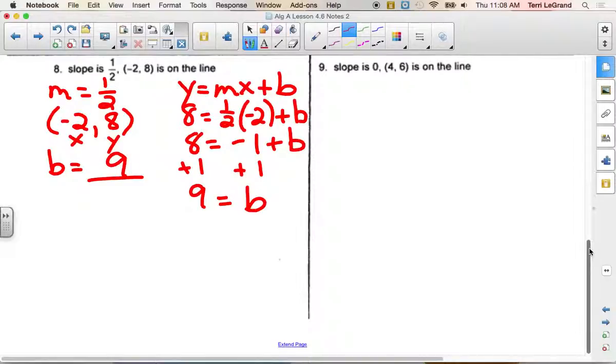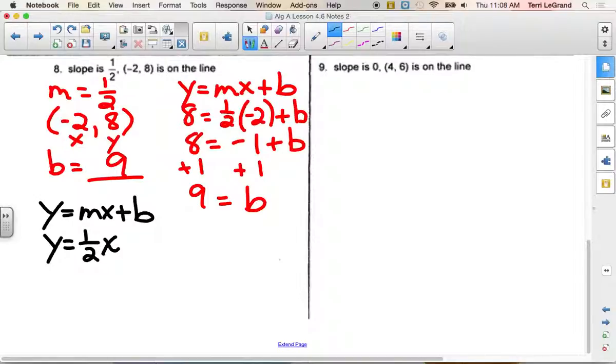And we have one more step before we go graph. What's that? We're going to write the equation. So we say y equals mx plus b. We got to put it into our form. We put y equals 1/2 x plus 9. There's our equation. Okay? Now go graph it using your starting point and your slope.